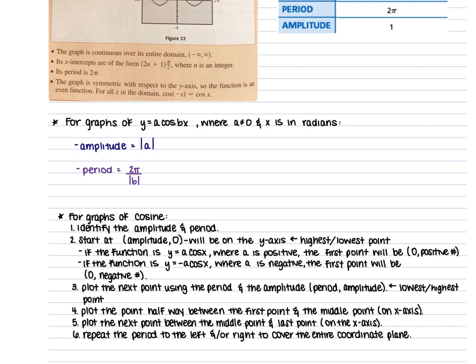From there, you're going to plot the next point using your period and your amplitude. That's going to be your lowest or highest point. Then you plot the point halfway between that and the first point, the middle point on the x-axis. Plot the next point between the middle point and the last point on the x-axis. Then repeat the period left or right to cover the entire coordinate plane. So you're doing practically the same thing, except you're just starting at a different position now.